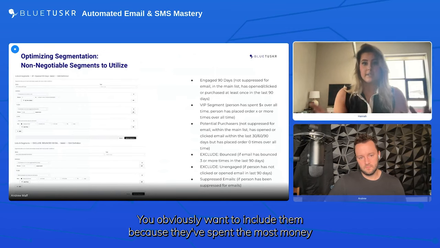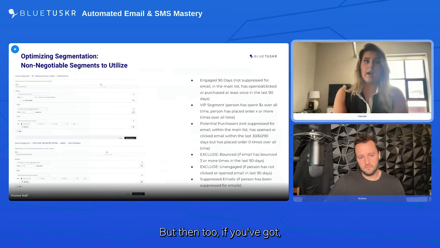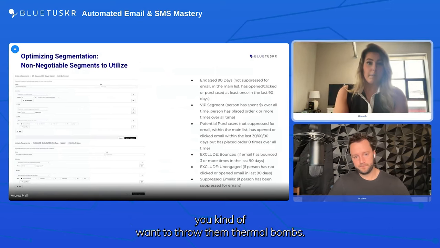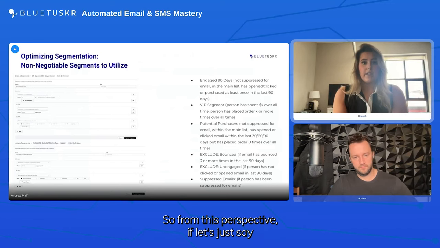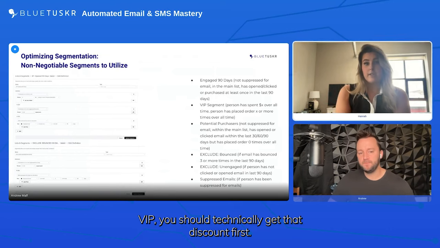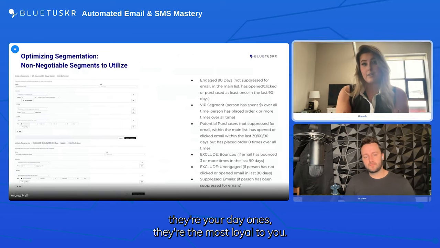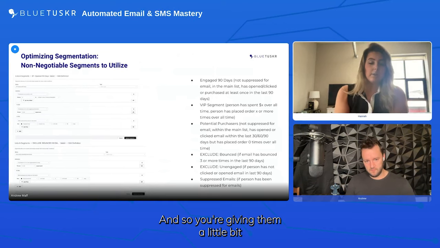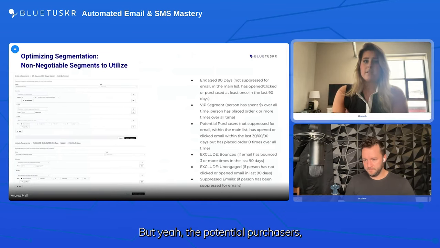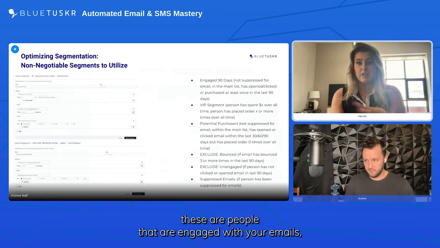You obviously want to include them because they've spent the most money with you and they're the most loyal to you. But then too, if you've got campaigns or early access, things like that, you kind of want to throw them a bone. So from this perspective, let's just say Q4, you're doing a Black Friday sale, VIPs should technically get that discount first, just because, again, they're your day ones, they're the most loyal to you. And so you're giving them a little bit more of an exclusive access as well as the general campaign as well.